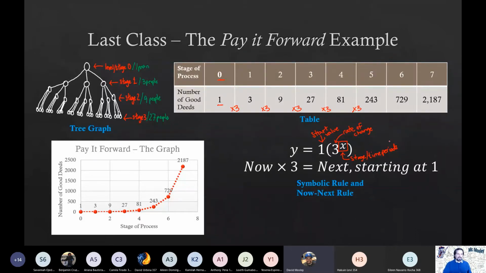All right. And again, these same values show up in our now next rule. This 3 is obviously the rate of change. And the 1 is our start value. And in a now next rule, there is no variable. We don't have to worry about an x or a y or anything like that. We're just saying the process. Now times 3 equals next starting with 1, or starting at 1.